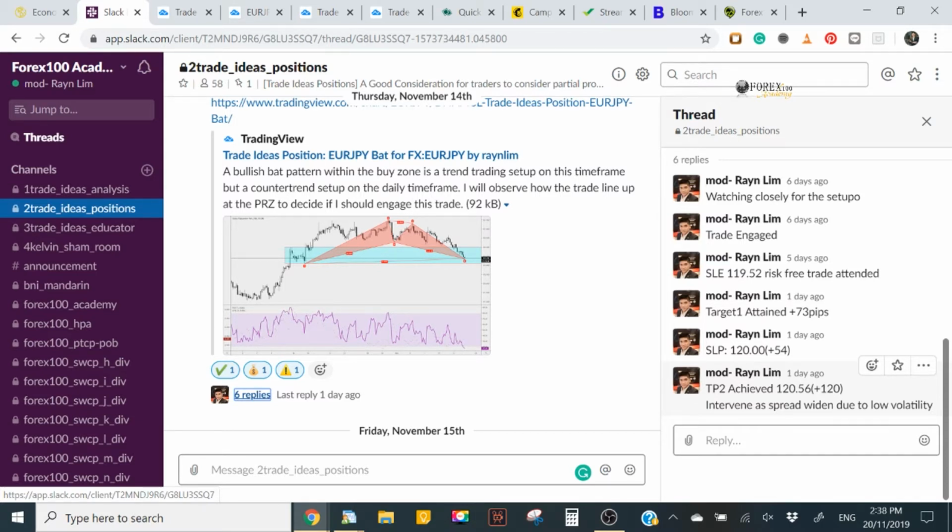Alright, and of course, if you want to be more conservative, just risk 1.1%.